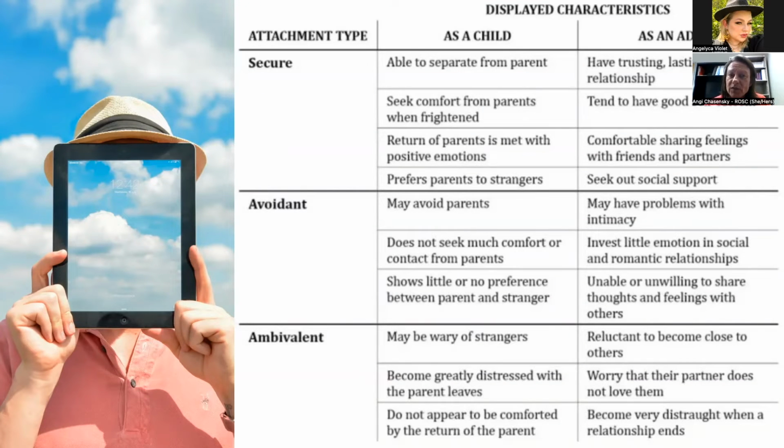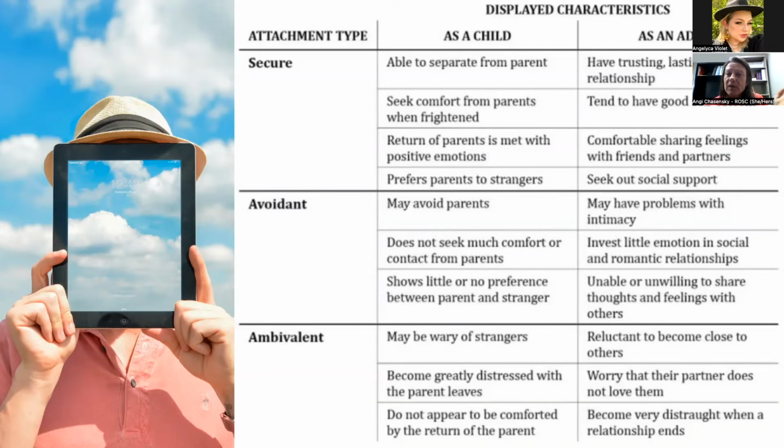So if you have that secure attachment as a child, you'll be able to separate from your parent. You'll seek comfort from parents when frightened. The return of parents is met with positive emotions, and you prefer parents to strangers.